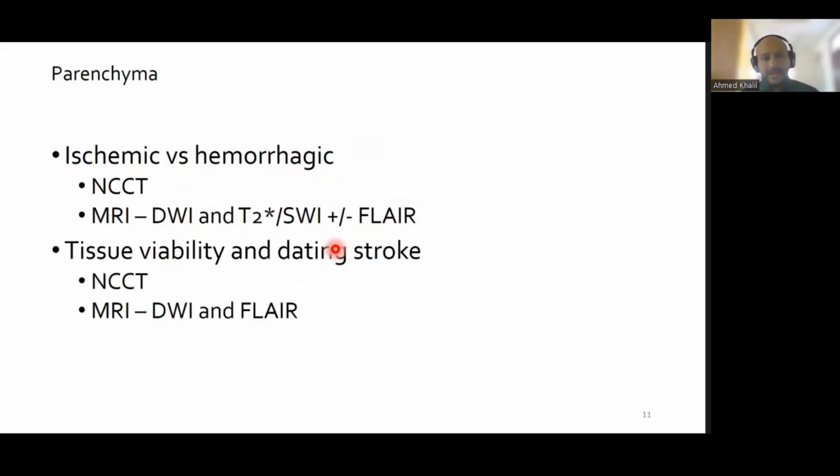The other important issue to keep in mind when we're thinking about the parenchyma is that we often need to assess how viable the damaged tissue is. And we often do that by trying to essentially date the stroke. Some patients are simply incapable of telling us when the stroke started exactly, even though that is really important. To treating clinicians, one of the most important things to know is when did the symptoms start, because that influences the treatment directly.